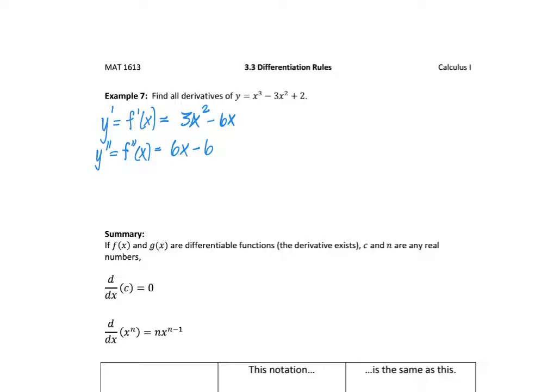And I can take a third derivative, triple prime, and even a fourth derivative. As the derivatives get higher and higher, you might see it written as, instead of 4 primes out there, you might see that 4 abbreviated. And the derivative of 6 is 0.